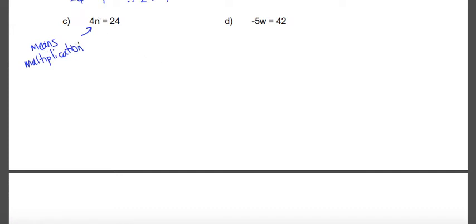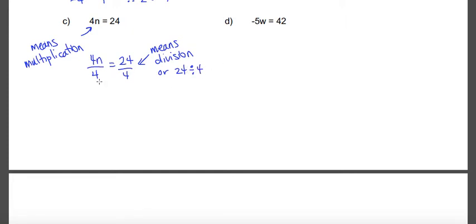So 4n means multiplication, and the opposite operation for multiplication is division. So we are going to divide both sides by 4. So I'm going to have 4n divided by 4 is equal to 24 divided by 4. And remember that this fraction means division. So you can write it as a fraction, as I've done here, or you can write it out as 24 divided by 4. Either of those works.